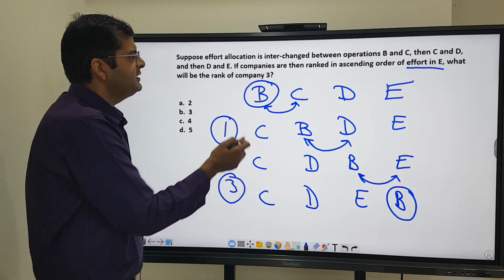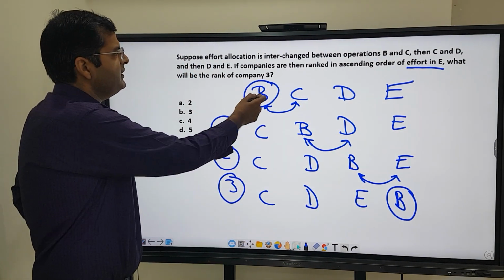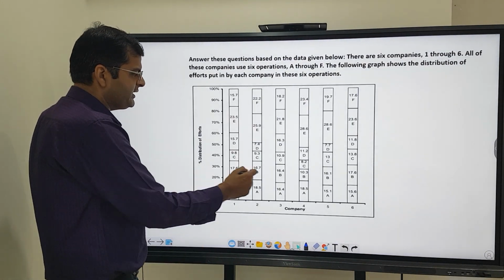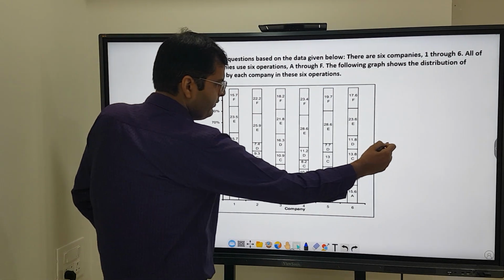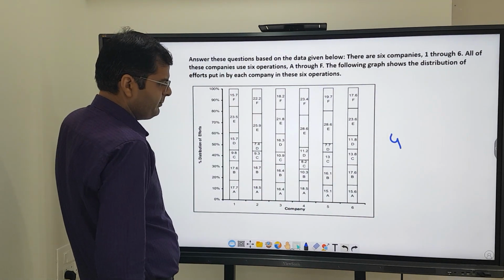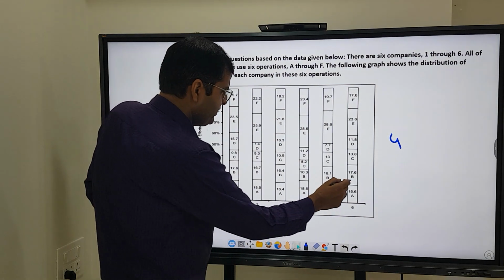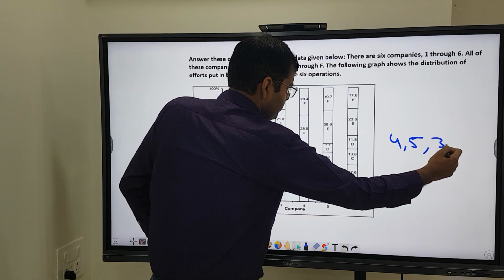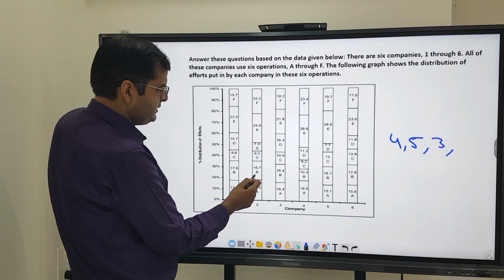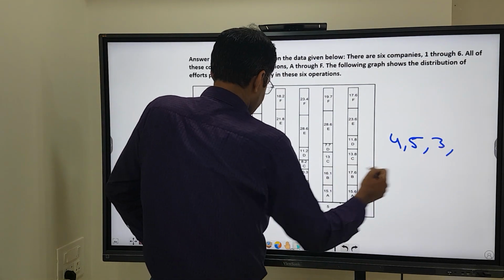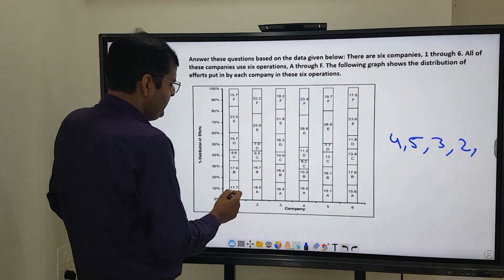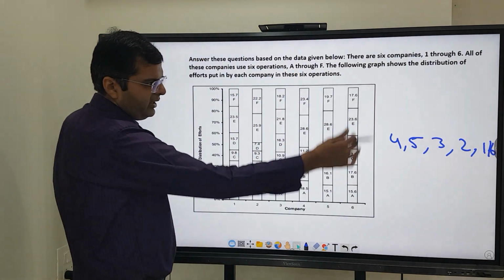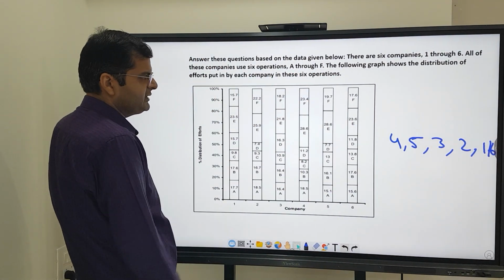So we just have to see the ascending order of original B. Whatever the ascending order of original B, that will be the ascending order. So over here, if I do the ascending order of original B, company 4 will come first because it has the smallest B, 10.3. Then it is 16.1, company 5. Then it is 16.4, company 3. Then 16.7 is company 2, and then finally 1 and 6 will have the last spot because they are the highest, 17.6 and 17.6.